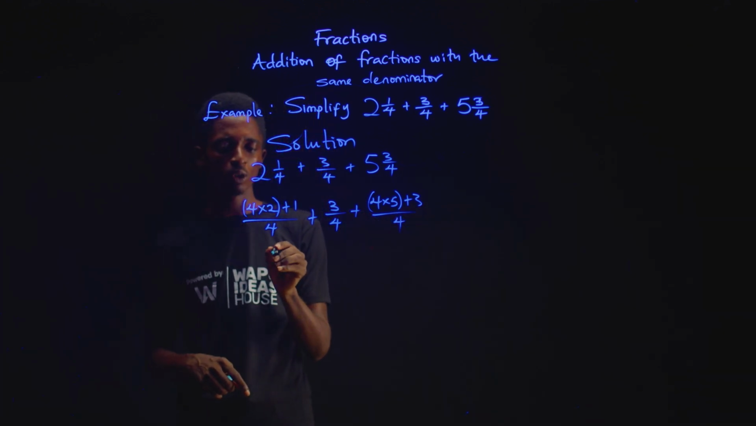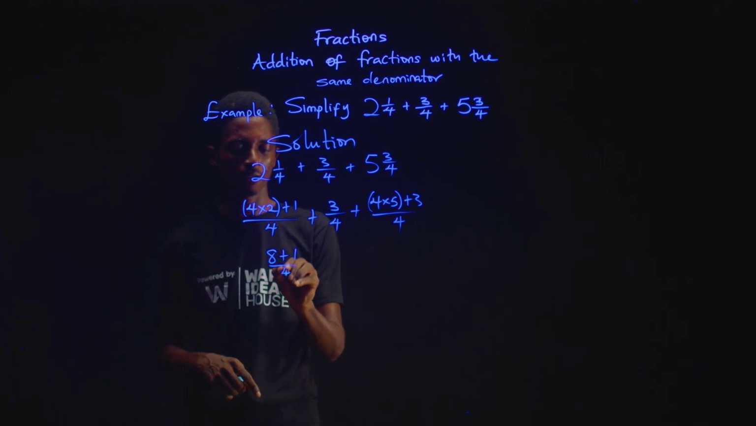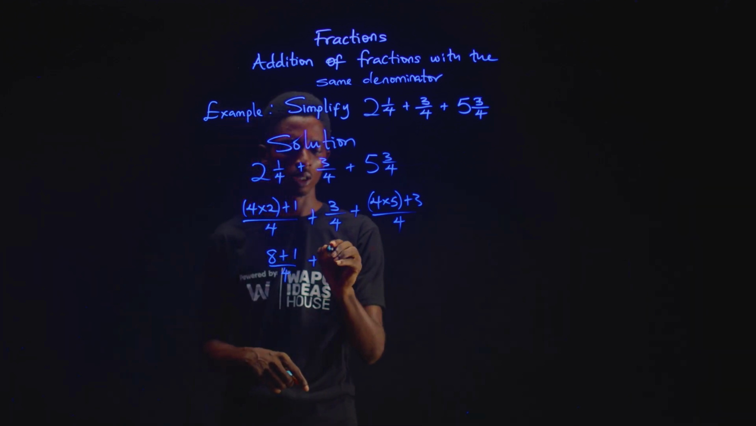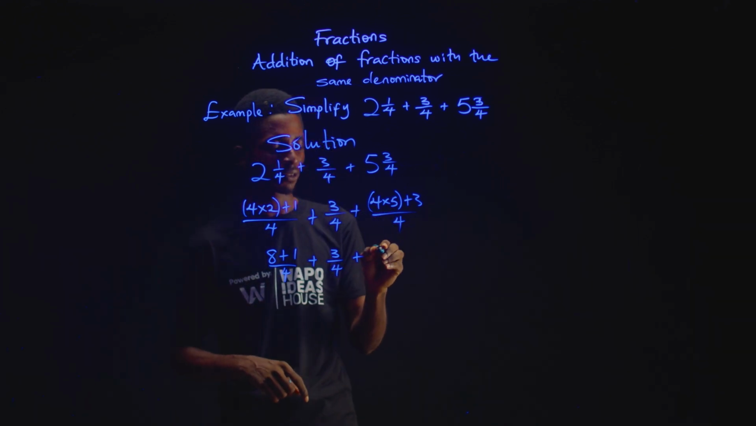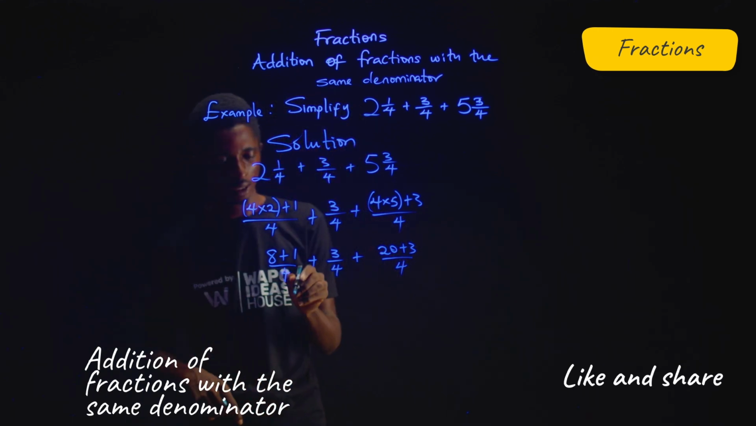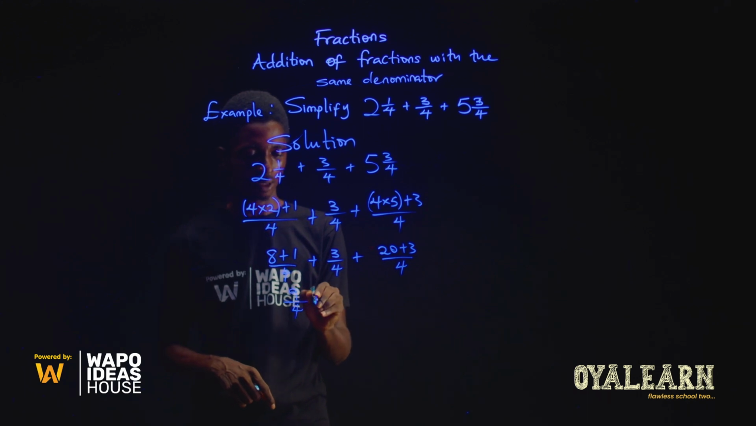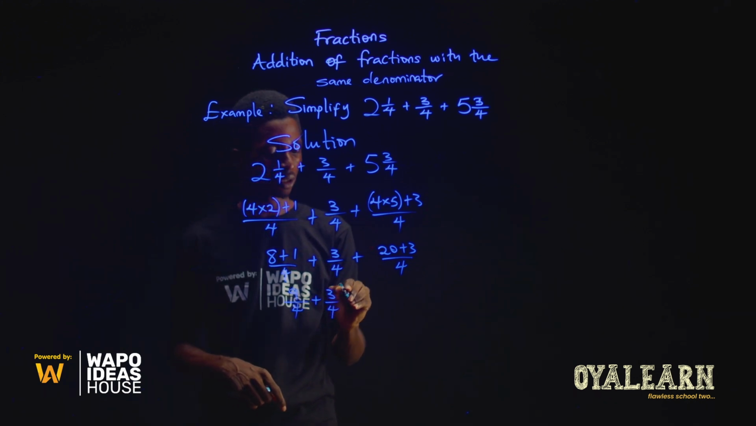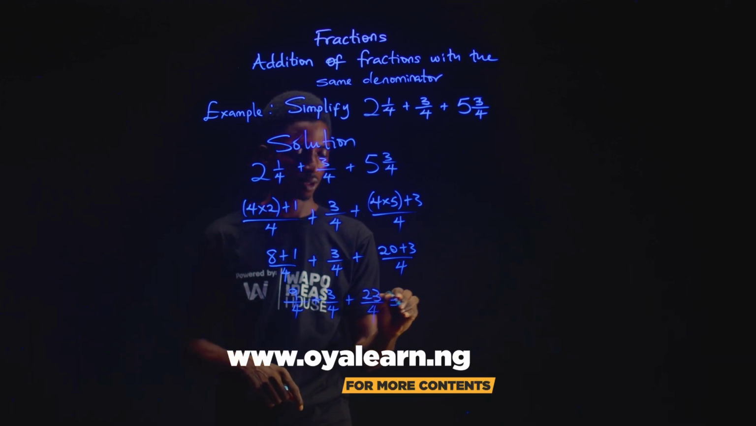Now, 4 times 2 will give us 8 plus 1 over 4 plus 3 over 4 plus 4 times 5, that's 20, plus 3 over 4. Therefore, 8 plus 1 will give us 9 over 4 here, then plus 3 over 4 plus 23 over 4.